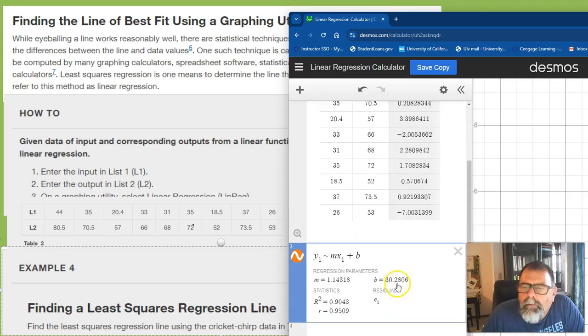We don't need to worry about that. So that's your equation. m is 1.14 and b is 30. Pretty close to what I got originally. Remember, I did 1.16 and then I had 29.8. So it's all within reason. Eyeballing wasn't so bad.